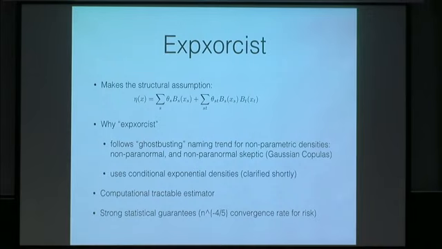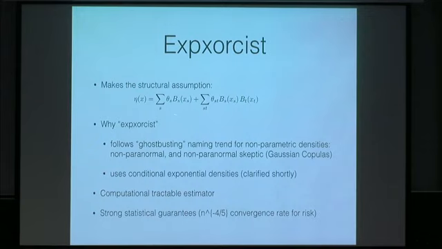So now we come to Expxorcist. This is really our structural assumption. It's very similar to the ANOVA type decomposition. Again, this should be plus dot dot dot. You can have as many higher order factors as you want, except that the higher order factors have this tensor decomposition where they are a product of node-wise functions. So this is our Expxorcist structural assumption.